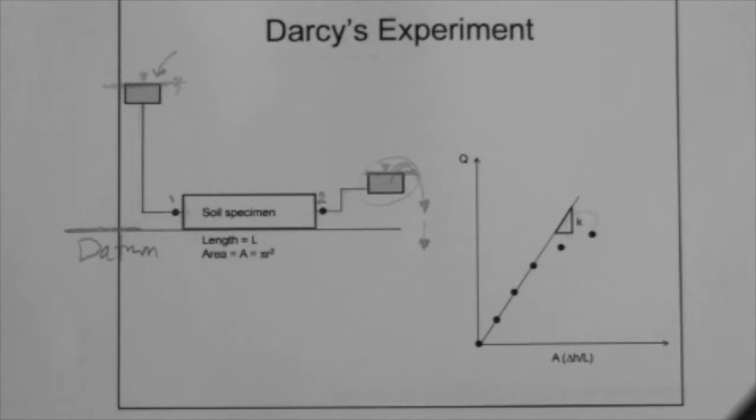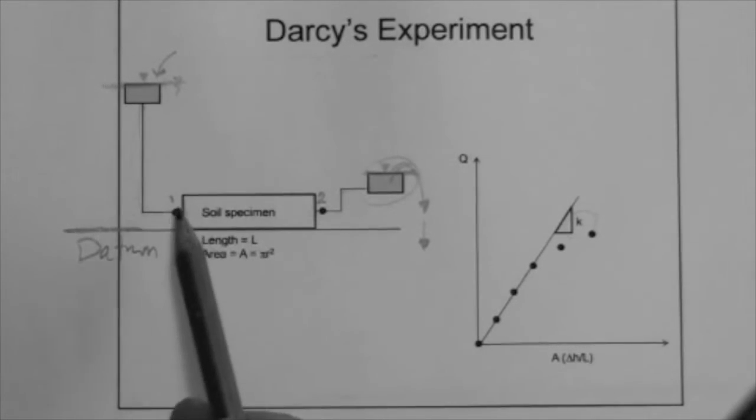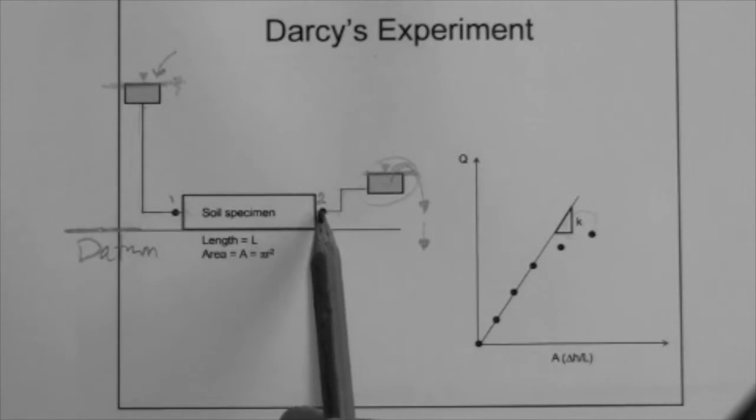Now, why did Darcy select 2 points? Because when we think of flow, we have to think of flow from one point to another point. We cannot just think of flow as some kind of random thing that goes from somewhere to some other place. I mean, we have to think of 2 points, meaning that flow occurs from one point to the other point. Okay, that's the engineering approach. So here's point 1, here's point 2.